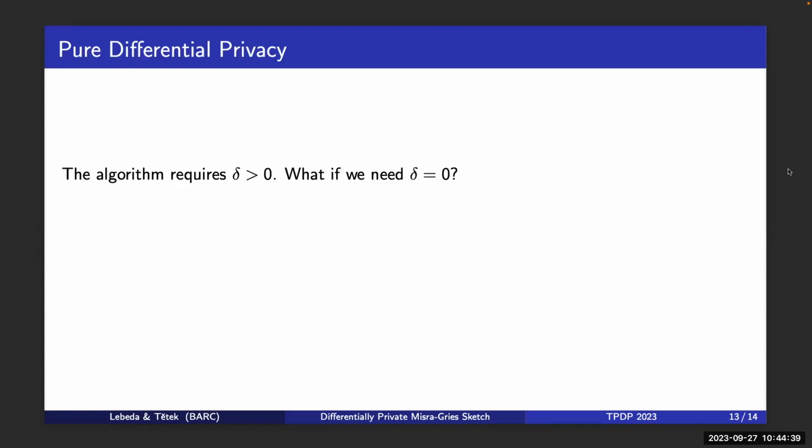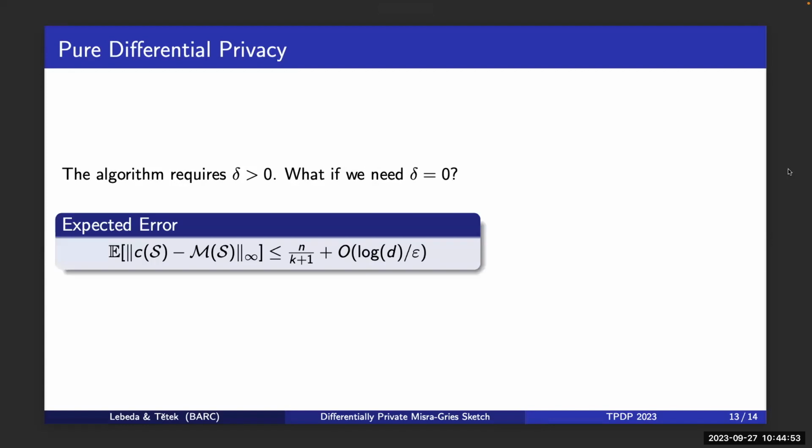Now the algorithm I showed you here only works for approximate differential privacy. But sometimes we really want pure differential privacy, so we want delta to be 0. I'm not going to talk about how to do that, but you can talk to me at the poster session if you want. But we can do that as well and get error again from the sketch, but now with log d over epsilon. You end up adding twice as much noise as for a standard histogram.